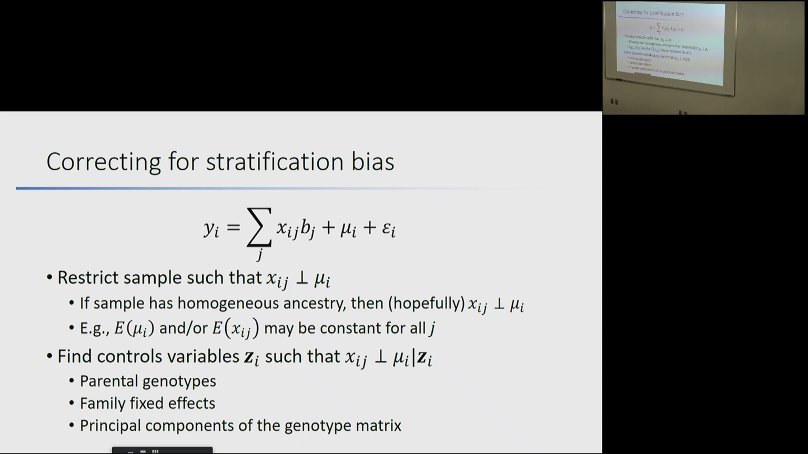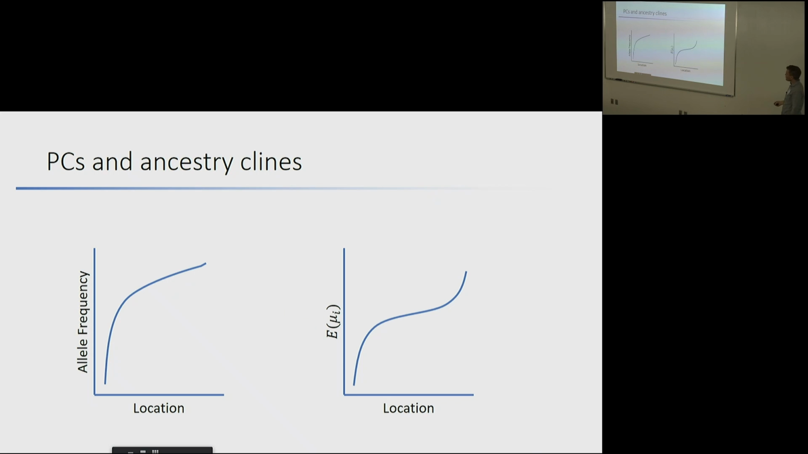Another thing that's really commonly done is to control for the principal components. The goal of doing that is, imagine, I'm going back to this figure again. This is the allele frequency figure where we see that there is a relationship between the location that a person is and the allele frequency in their population. I've also plotted here a relationship between the expected value of this unobserved intercept effect and the location as well. If we did no controls, you can see these are both upward sloping, they're correlated with each other, and that's why there's bias.